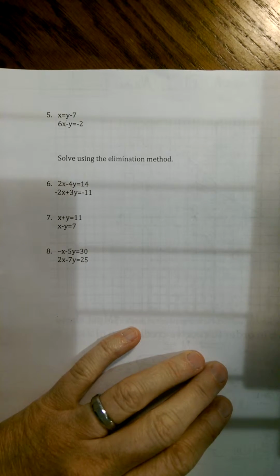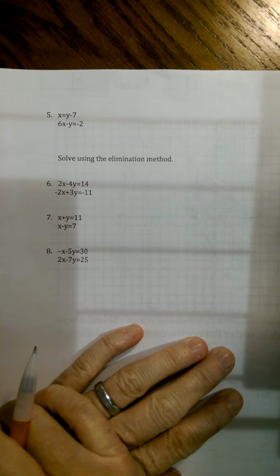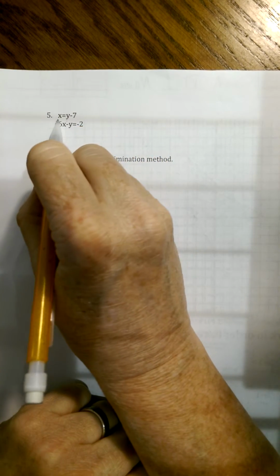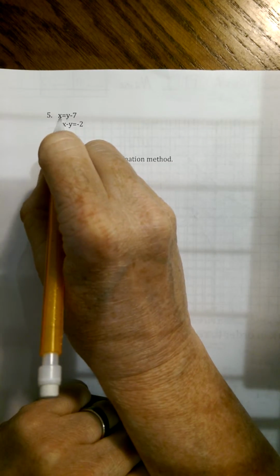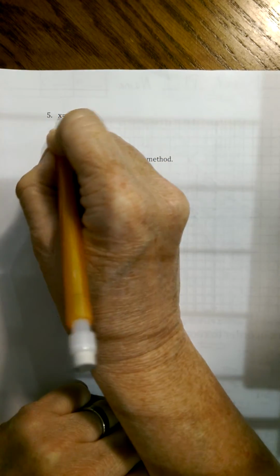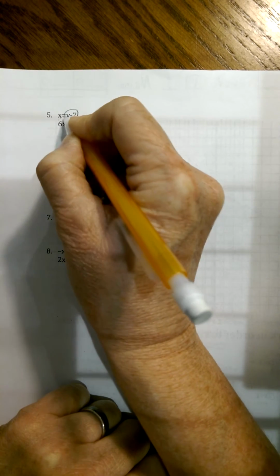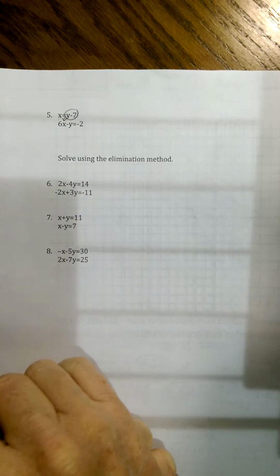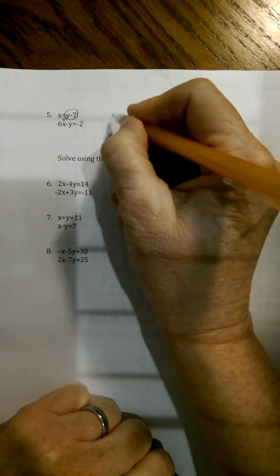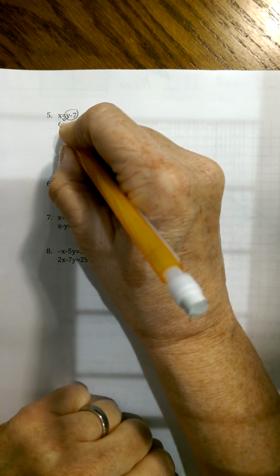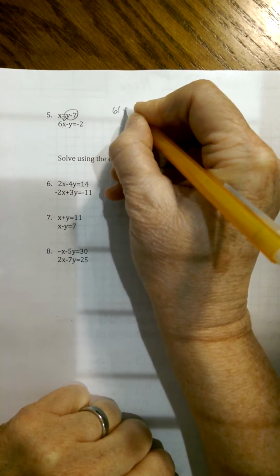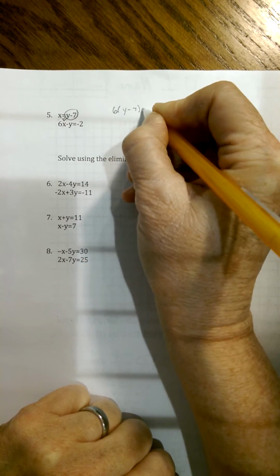Number 5, again, my first step of substitution is done for me. I already have it solved for one variable. It is solved for x. And since it's already solved for x, I don't have to do any kind of algebra. I can just take the expression, and this time I'm putting it in for x. And so this time when I substitute it in, instead of x, I'm going to write y minus 7.